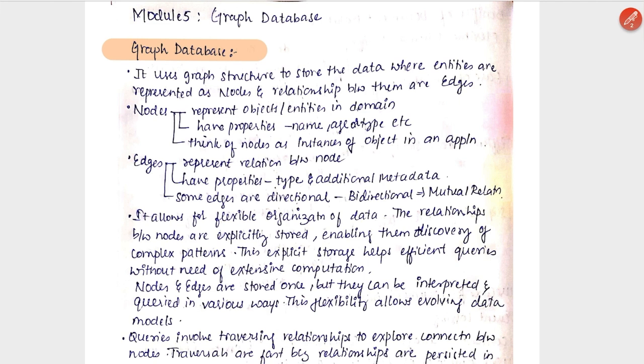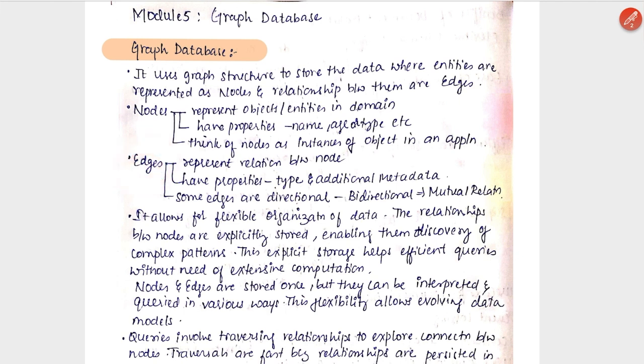Each node can have its own separate properties, like the name, age, or type of that node, or any other descriptive information. So we can think of nodes as instances created of an object in an application. Speaking about edges, they represent the relationship between two nodes.